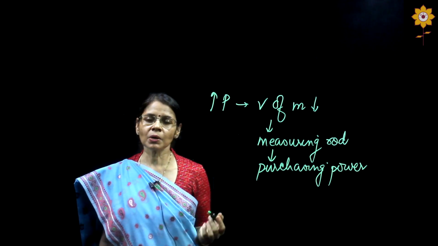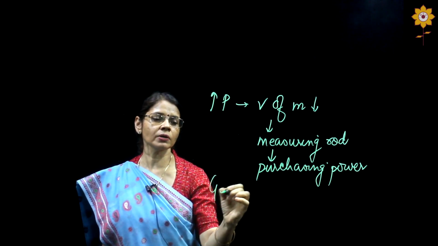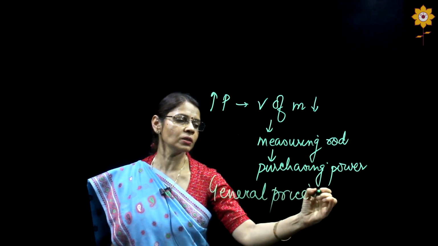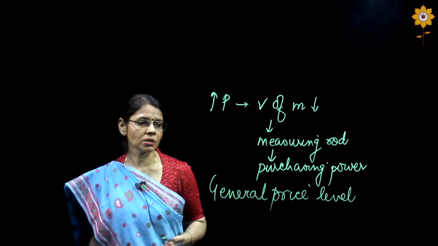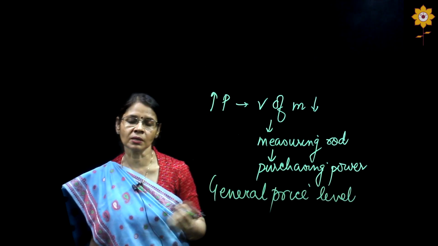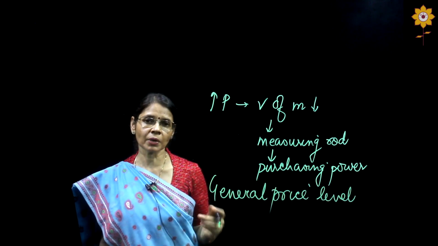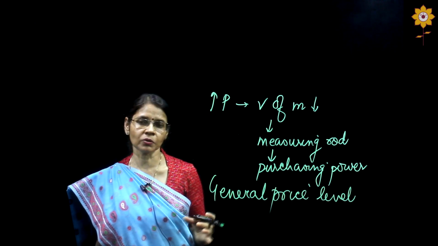Now talking about this rise in prices, it is rise in general price level. General price level means the prices of all the commodities increase together. Many of the commodities increase together. Reason being, when there is a rise in price of one commodity, automatically it has an effect on others.